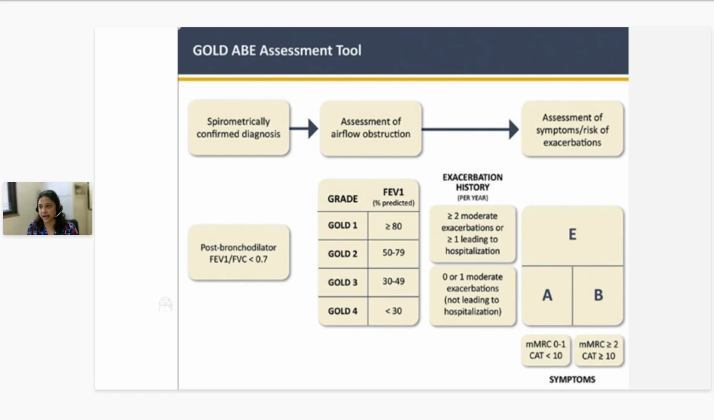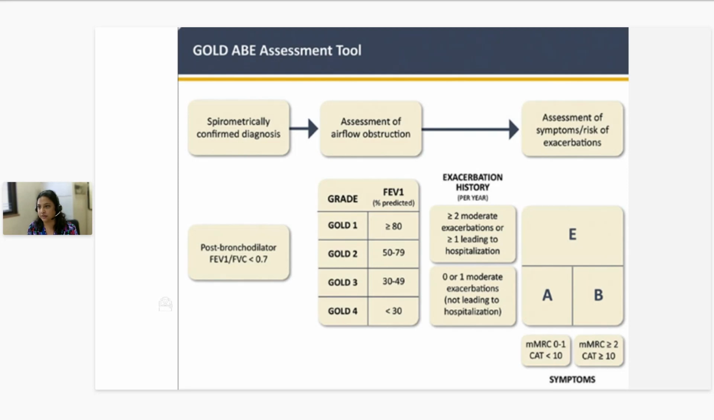where we look at the patient's symptoms using either the MMRC or the COPD assessment test, CAT score, and their exacerbation history. So the exacerbation history is simple. It's at least 2 moderate exacerbations that require steroids, or at least 1 that required a hospitalization is considered severe, or 0 to 1 moderate exacerbations or no hospitalizations would be less severe.